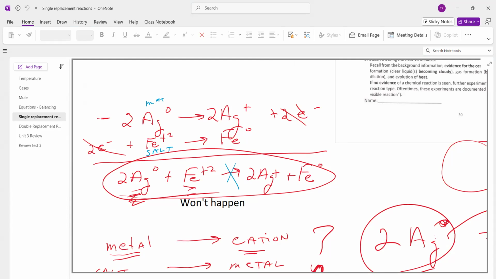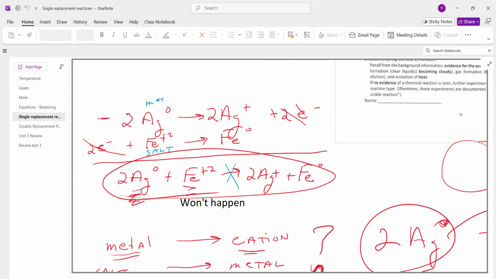So that means the top one, we've got to multiply by 2 all the way through. That means we've got two starting silver metals. Remember, the superscript 0 means it's a metal. Gives 2 silver cations, pluses, plus 2 electrons. Now notice 2 minuses, 2 pluses equals 0. 0 on the left.